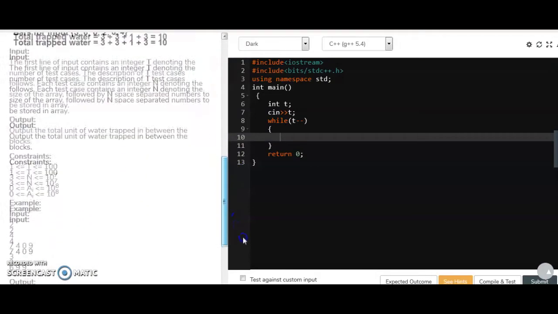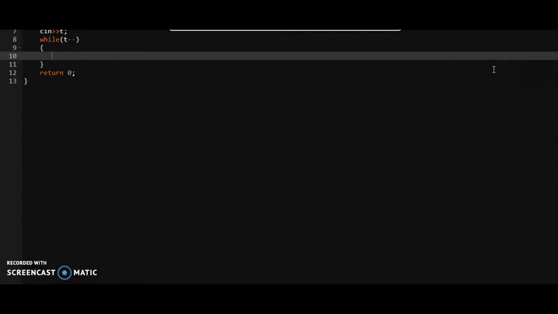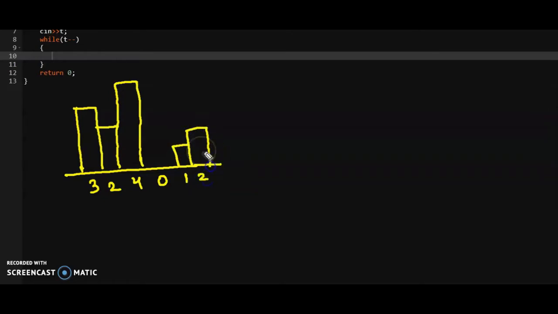There are some other examples. So let's see the concept first, and then we will implement the code, right? So let's start. Let's see some other examples. Let's say this is 3. Let's say this is 2. Now this is 4. Then let's say 0. Let's say 1. And then this 2. Now we have to total how much water we can trap here in between these bars.